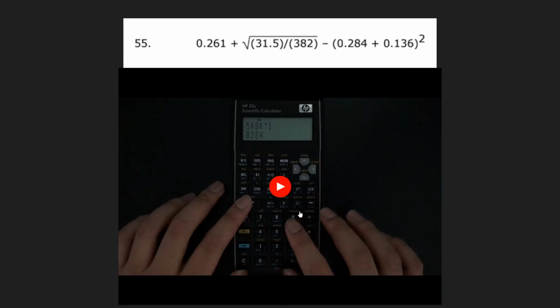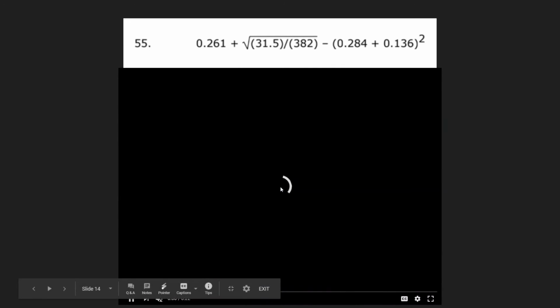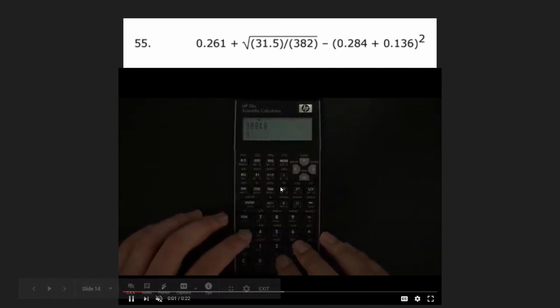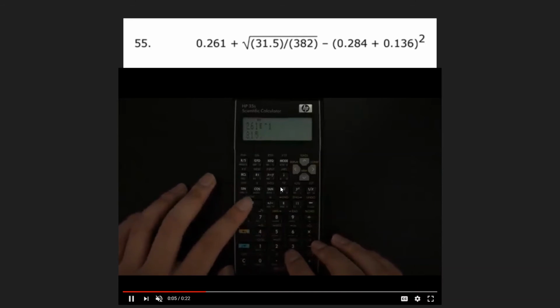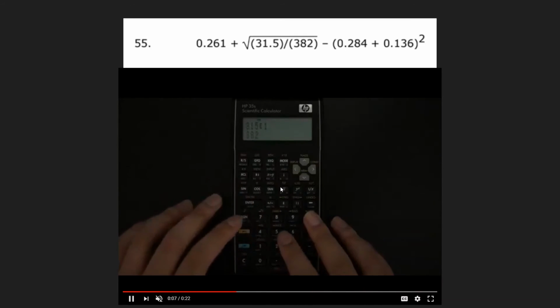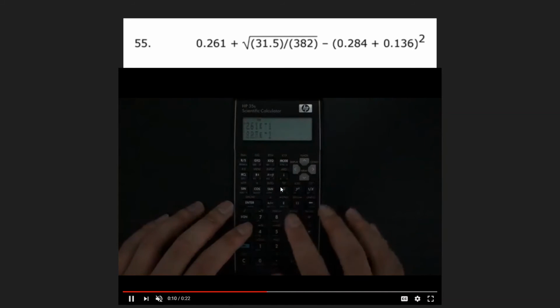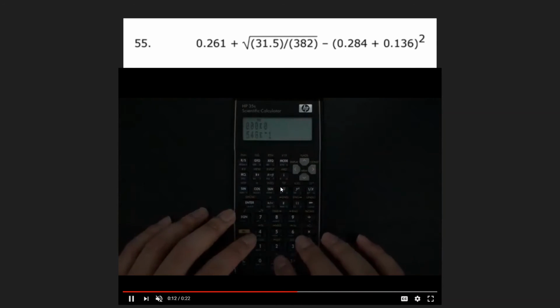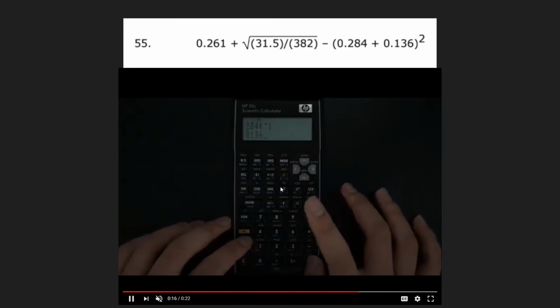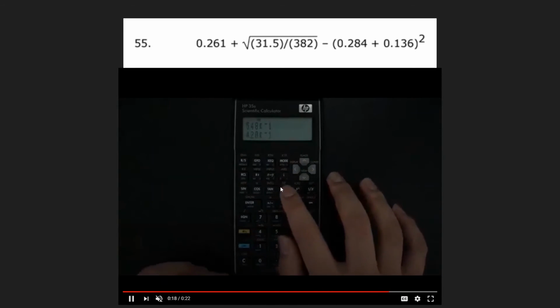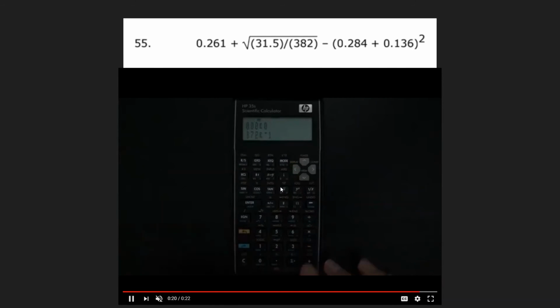Alright, so in question 55, I'll start off by putting 0.261, enter, 31.5, enter, 382, divide, square root, and then add, 0.284, enter, 0.136, add, and then yellow shift key and square root to square and subtract.